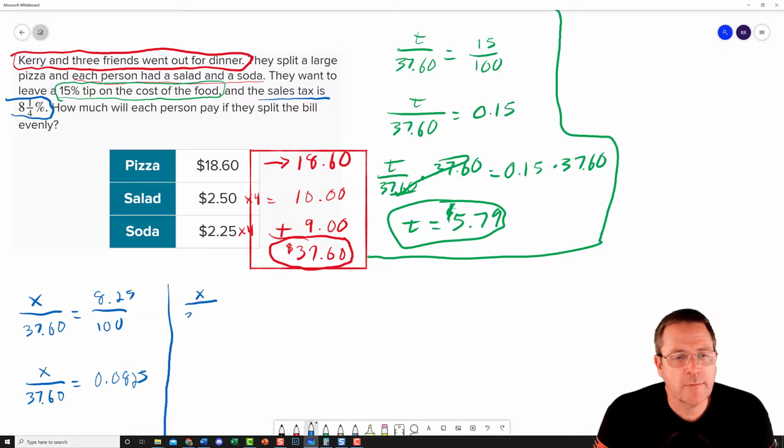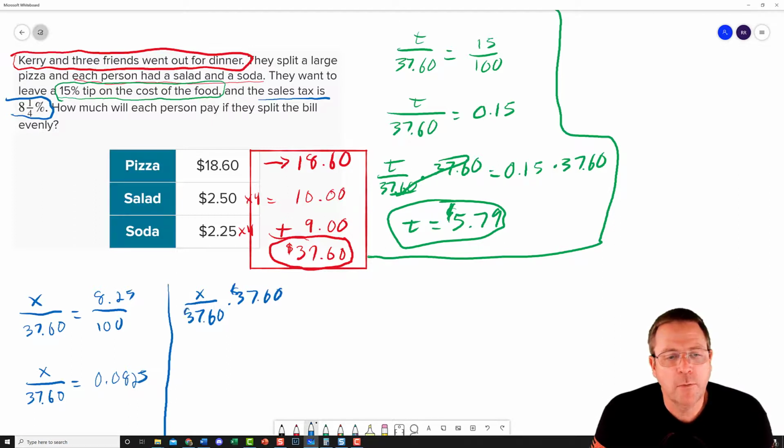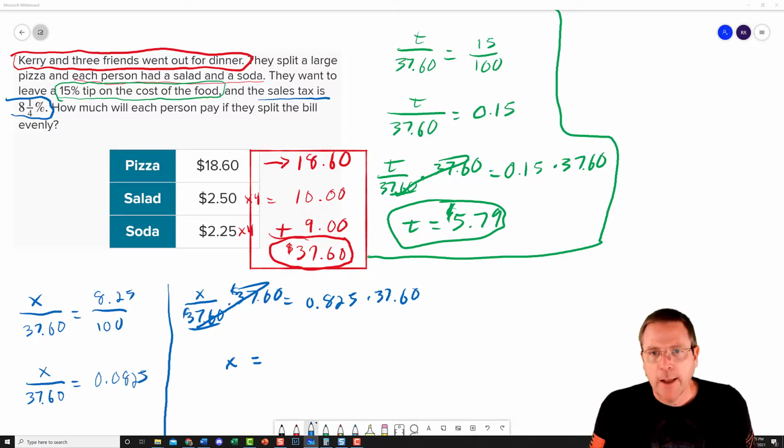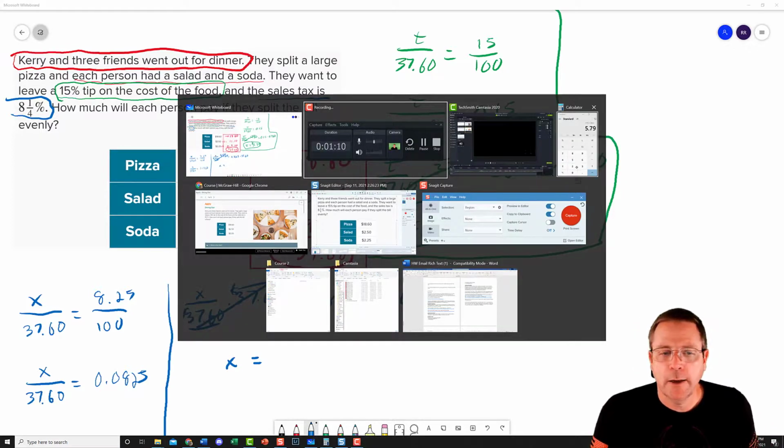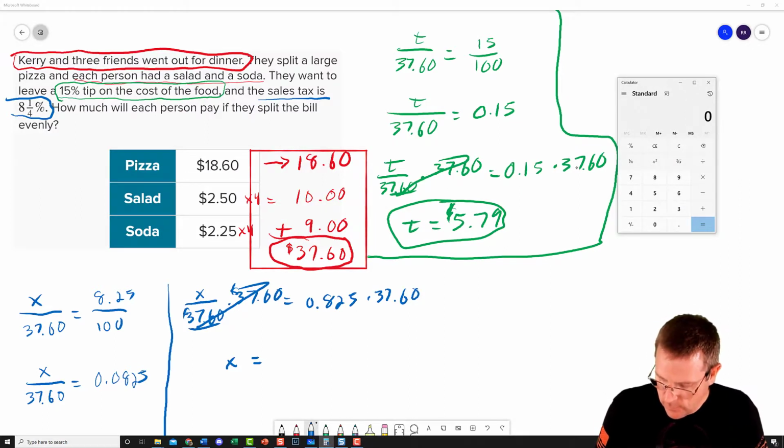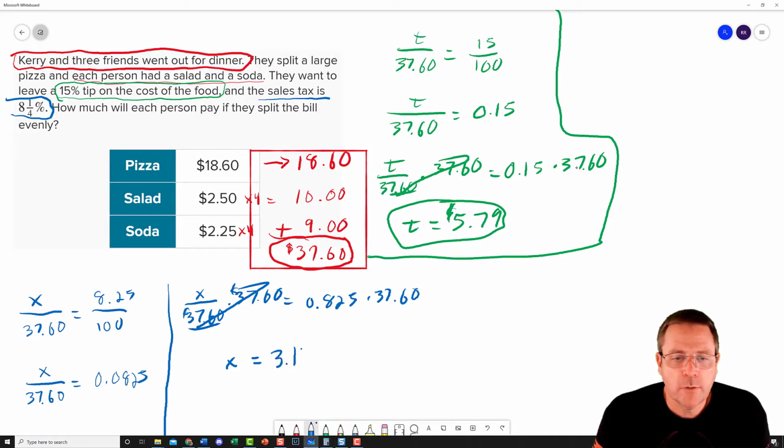Draw a line so I can keep working neatly on the side here. Isolate my variable, X divided by 37.60 times 37.60 is equal to 0.0825 times 37.60. These divide out becoming 1. 1 times X is X. And now we're going to go back to our handy dandy calculator and do that math. 0.0825 times 37.6 equals, so the tax is going to be rounded to the nearest cent, $3.10. And we're going to circle that.